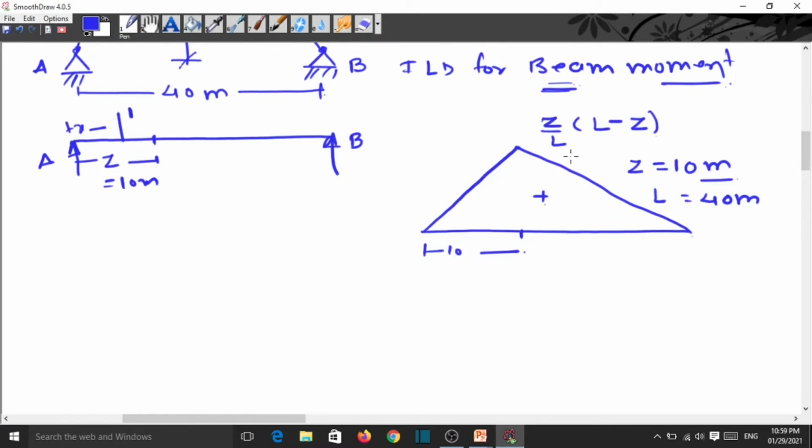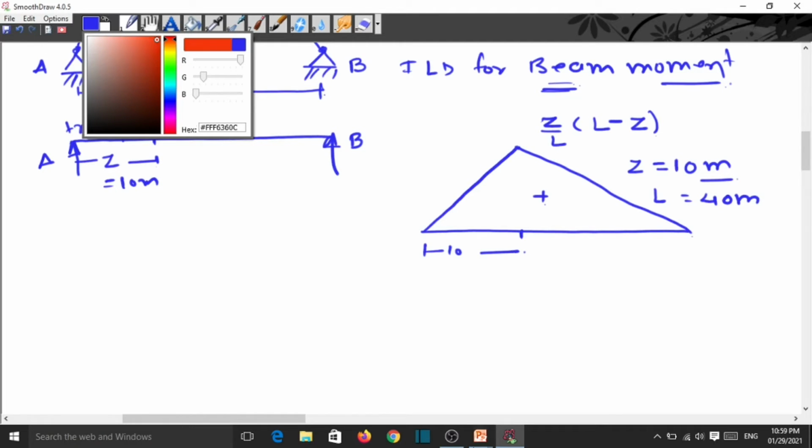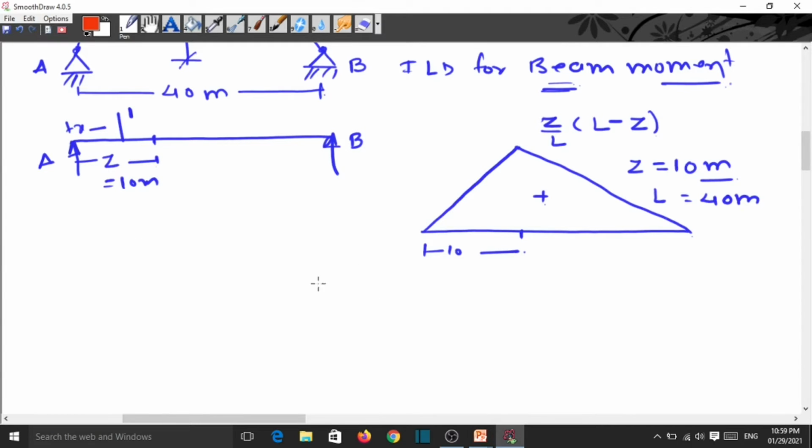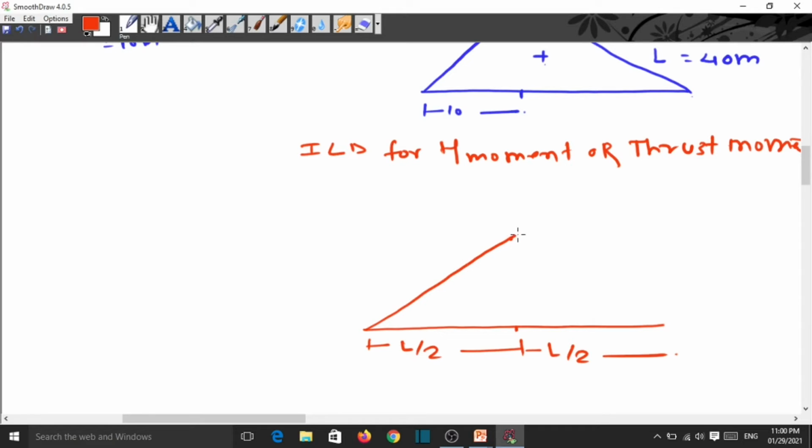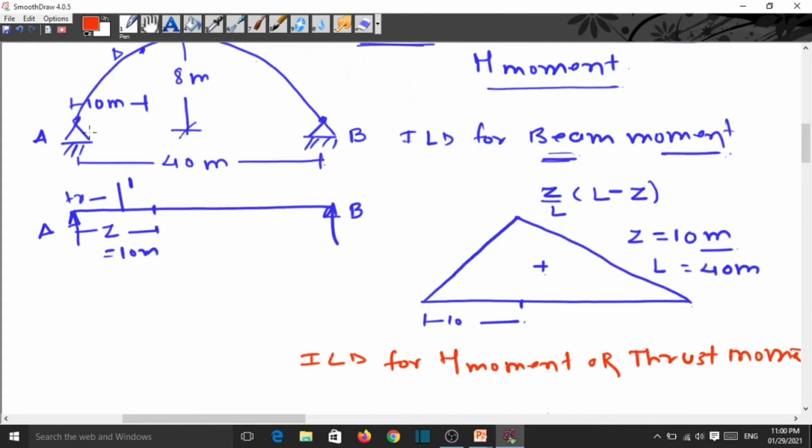Next is the ILD for the H moment, which we also call the thrust moment. For that, this ILD is like this, which we have already seen in the previous lecture. At the center, this is L by 2 and here is L by 2, and at the center this height is the same as that of the beam moment. So this is nothing but L by 4H into YD. This is our YD.